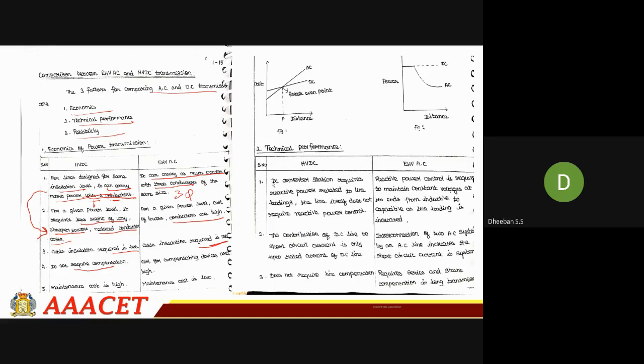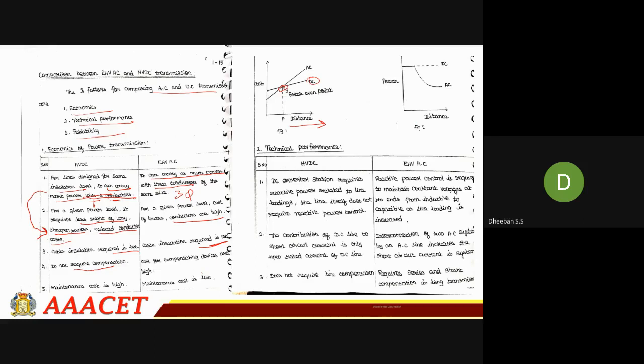Coming to the next point, this is a main difference: as the distance increases. This is the respective distance-cost diagram. Up to this break even point, AC will be more economical. After that, if you move far away from this break even point, DC only will be more economical. So this is a power distance criterion.